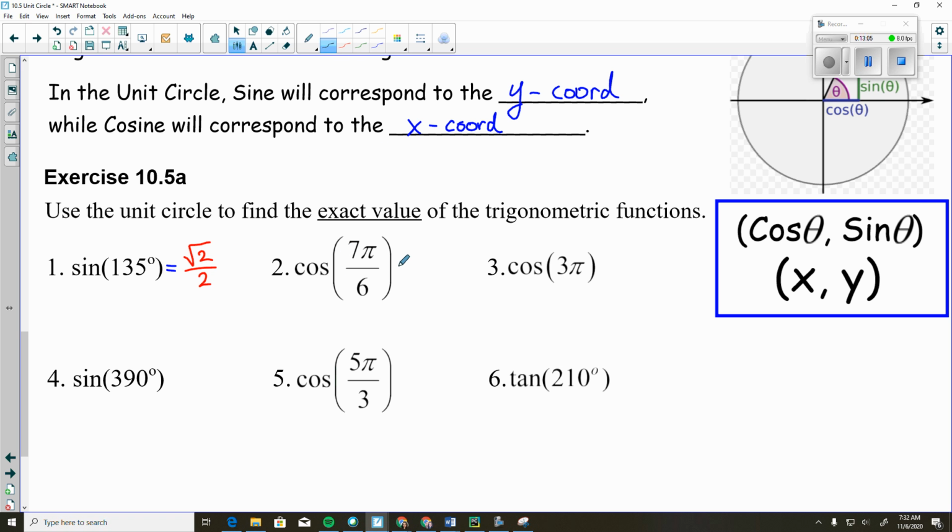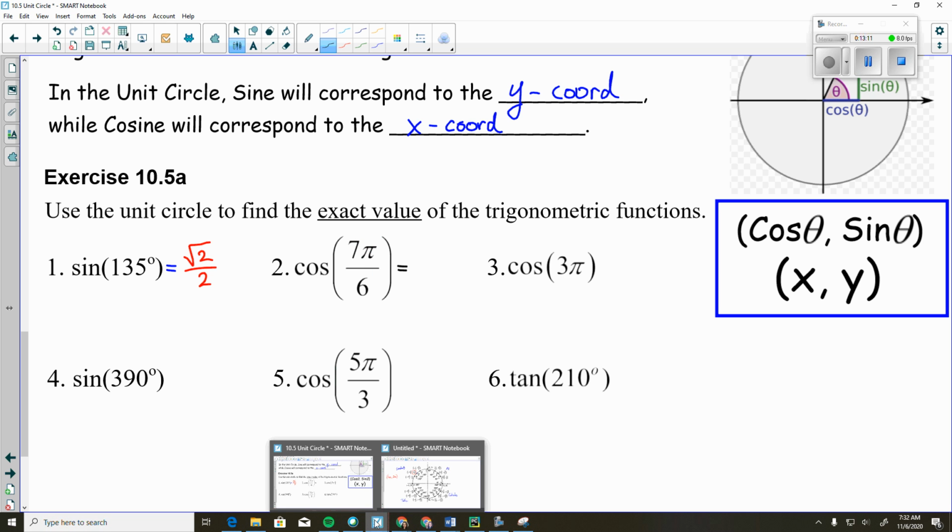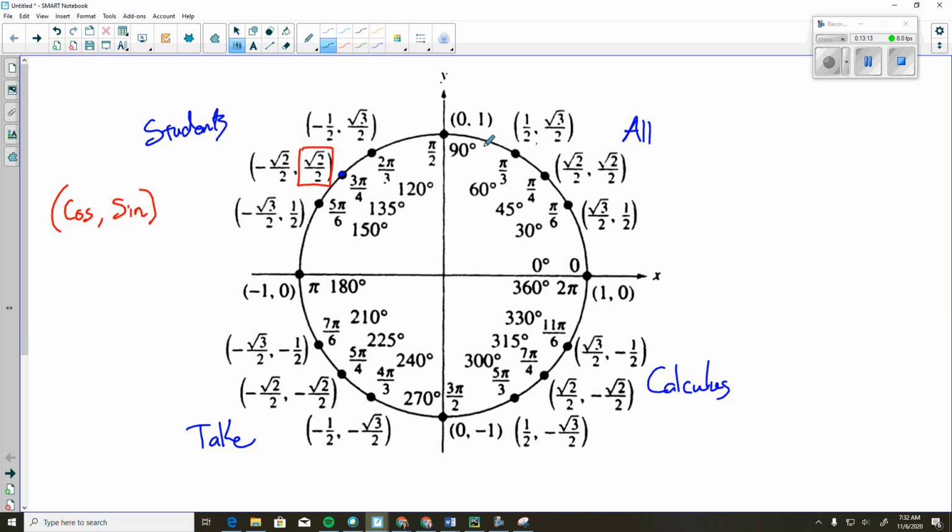Here's another one, but now it's in radians. I'm going to go to the unit circle and find 7 pi divided by 6. That would be right here, and I want the cosine. The cosine would be my x coordinate, so that would be this value right here. So my answer should be negative root 3 divided by 2.